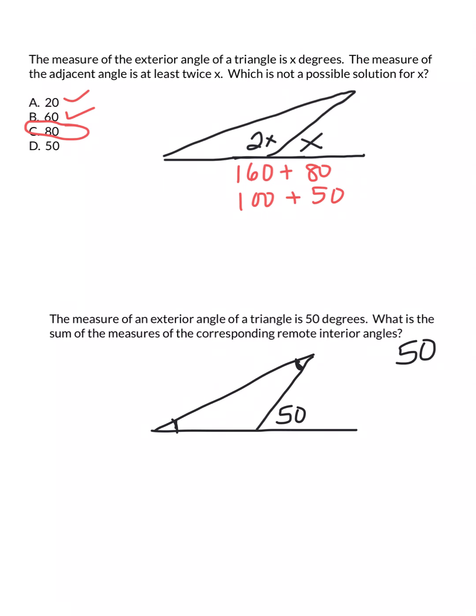Now there's another way if you don't remember that definition. We know that this is a straight line. So what's 180 minus 50? That would give me 130. And then I could just take 180 and subtract 130 again to get the answer of 50. So again, remember that these two angles right here have to add up to this one right here, the 50.